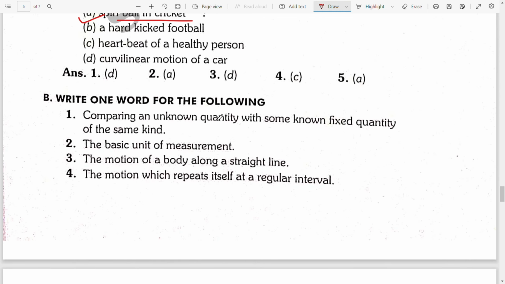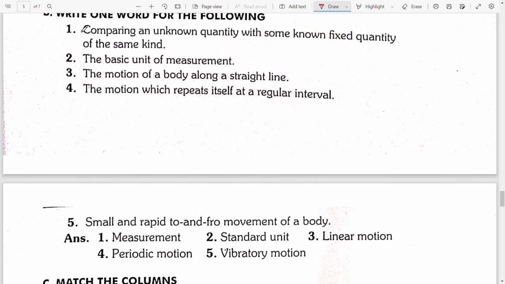Write one word of the following. First, comparing an unknown quantity with some known fixed quantity of the same kind is known as measurement. The answer is measurement. Second, the basic unit of measurement is standard unit. Third, the motion of body along a straight line is a linear motion. Any object's motion in a straight line is called linear motion.